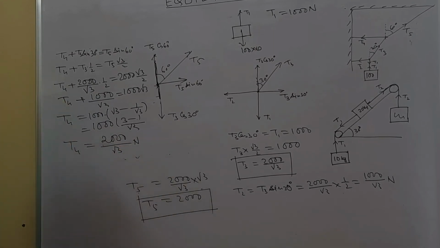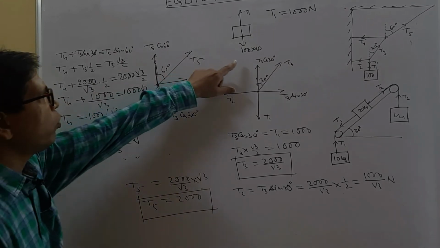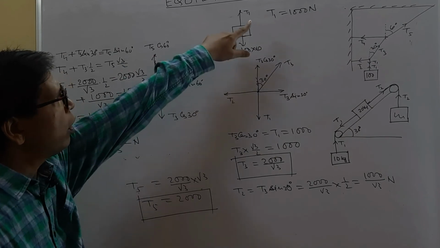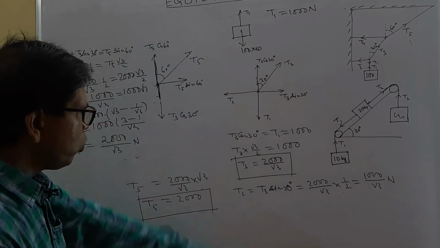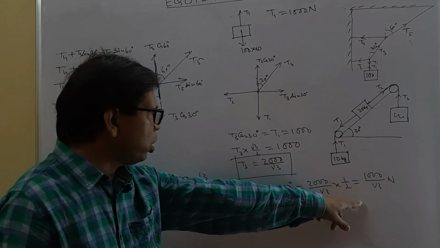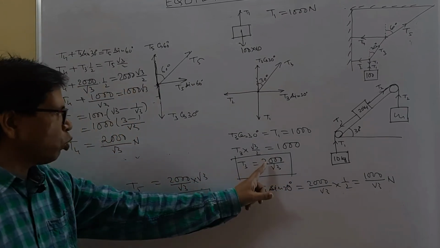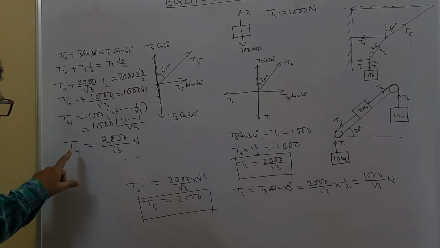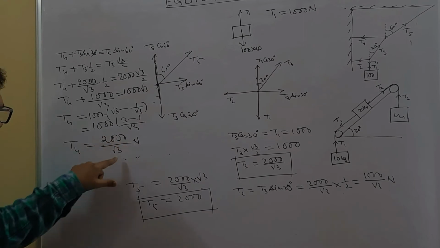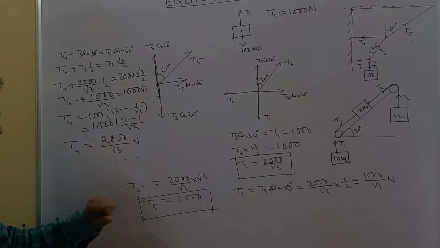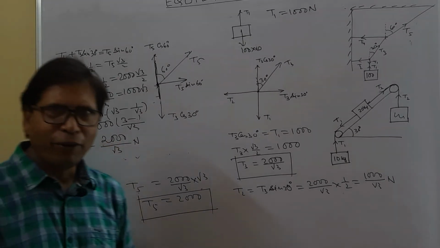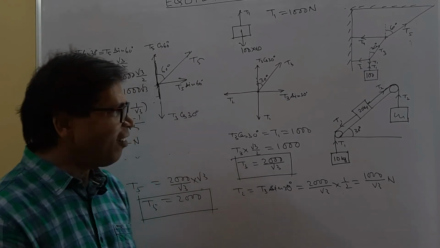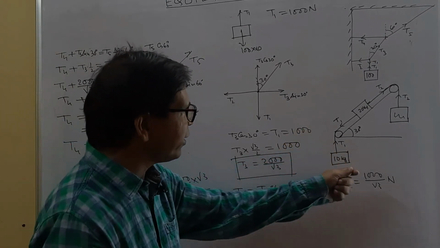So here T1 equals 1000 Newton, T2 equals 1000 by root 3 Newton, T3 equals 2000 by root 3 Newton, T4 equals 2000 by root 3 Newton, and T5 equals 2000 Newton. Okay, understood? Now next.